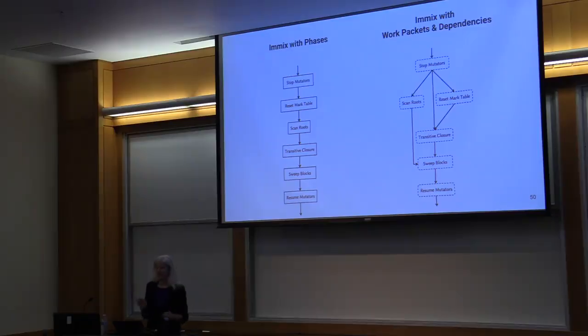All right, now let's go back to our phase design and add parallelism with the work packet design. So now we stop the mutators. We can start scanning the roots. But we can't perform the transitive closure until all the mutators are stopped and we've reset the mark table. But as we scan the roots and generate work for transitive closure, we just have to wait for some of that work to appear, and then the transitive closure starts going once the two dependencies are satisfied.